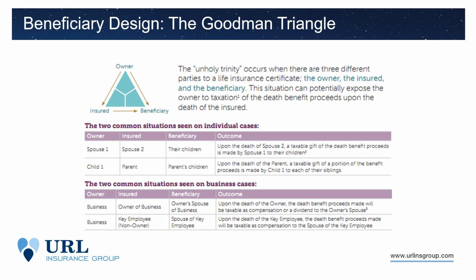Best thing to do, if you have any questions on beneficiary design, on existing policies, or how to design new policies, is to contact us to verify how that should be set up. But look for the Goodman Triangle, otherwise known as the Unholy Trinity, where you have three parties on one policy. You may be running into a taxable situation.